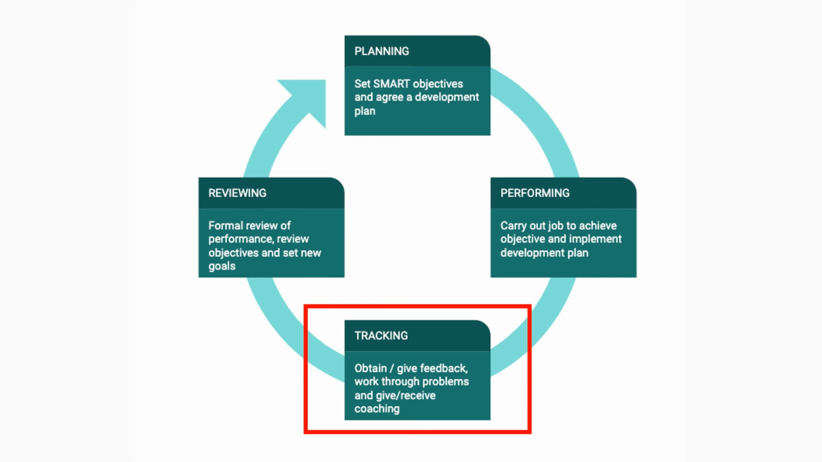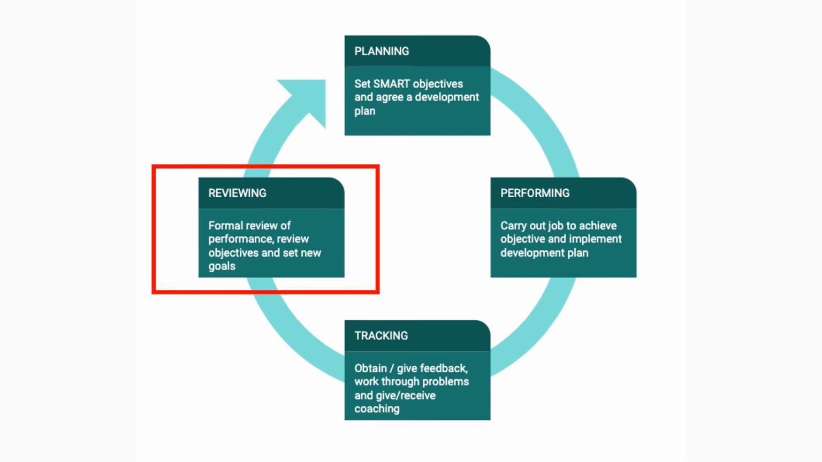Step 3. Tracking. In this step, both managers and employees will obtain and give feedback as well as coaching. One of the methods that can be used is 360-degree feedback. This gathers input from different sources, including peers, direct reports, more senior colleagues, and customers. This provides a wide range of views and offers information on overall performance management.